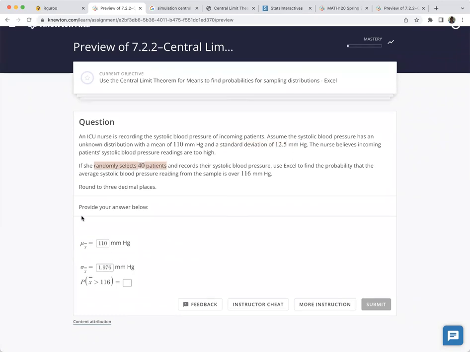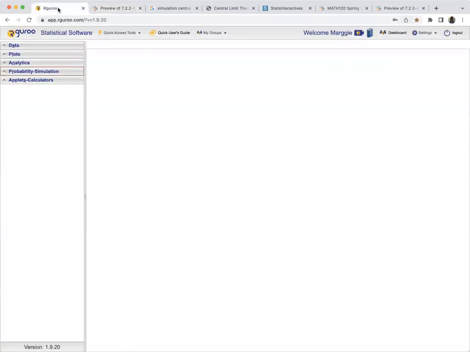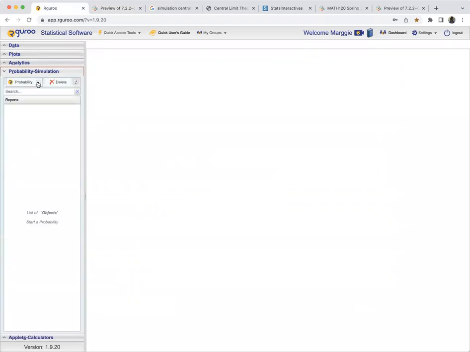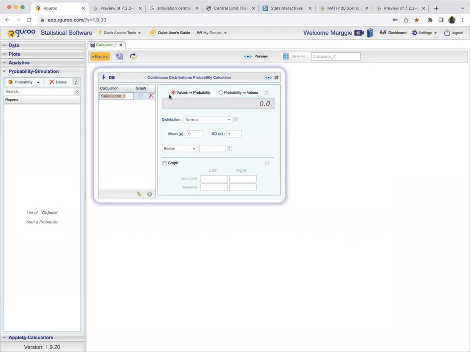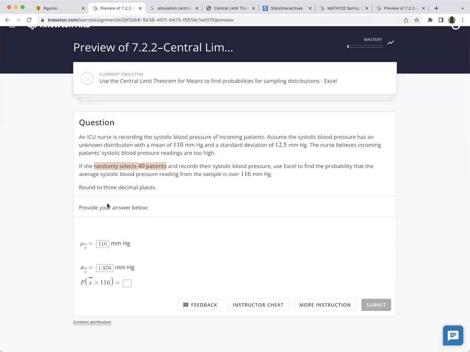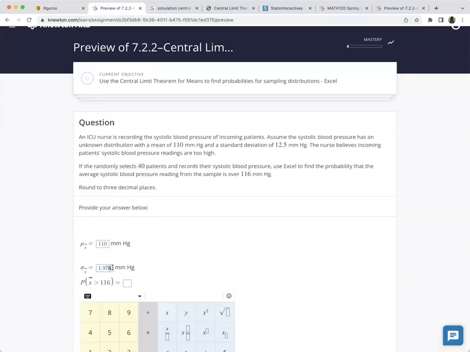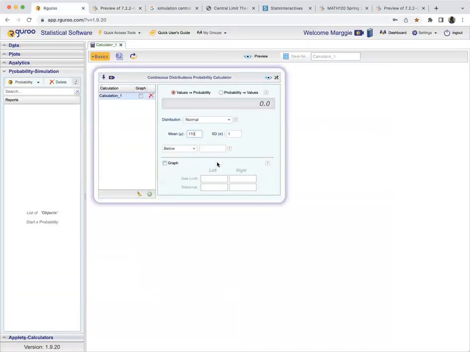All right, so now once we have those two, we need to go to RGuroo to find the probability. So we go to probability in simulations, we open the tab and we go to the calculators and we choose the continuous calculator. From here, we are given values to find the probability. So we have 116 for the value. We're working with the normal distribution. All right, so the mean was 110. So that's from here, 110. Standard deviation, I'm just going to copy and paste that from one side to the next.